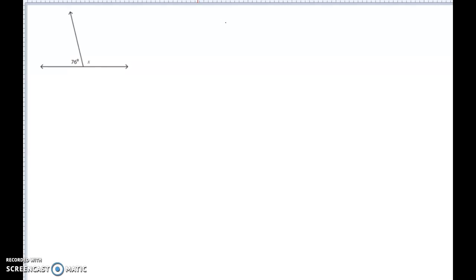Okay, guys, this is a supplementary angle. That means the angles add up to 180. We have 76 plus x equals 180, so you just need to take 180, use your calculator or however you're figuring this out, 180 minus 76. So I'll give you a couple seconds to figure that out. Find the answer to 180 minus 76.